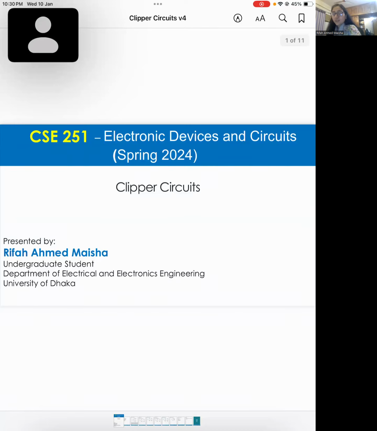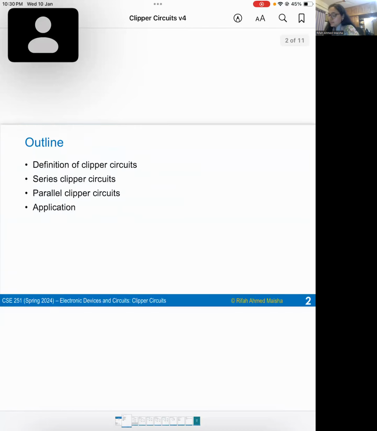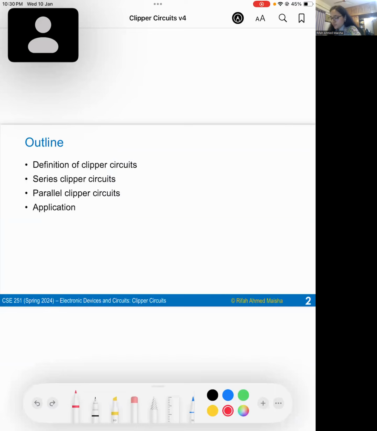Today I will talk about Clipper circuits. In my discussion, I will cover the definition of Clipper circuits and the classification of Clipper circuits, such as series Clipper circuits and parallel Clipper circuits, and their applications.